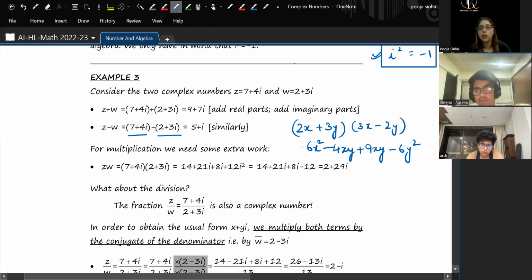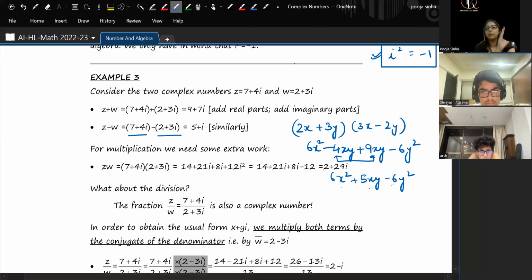Now I can't do anything with 6x square, but can I operate on these two? Yes, minus 4xy plus 9xy will just be 5xy. So 6x square plus 5xy minus 6y square. This part is clear? Yes. Now exactly the same logic will apply here.